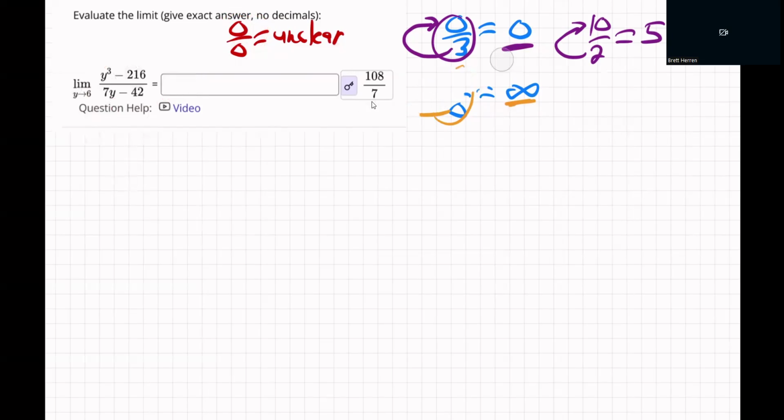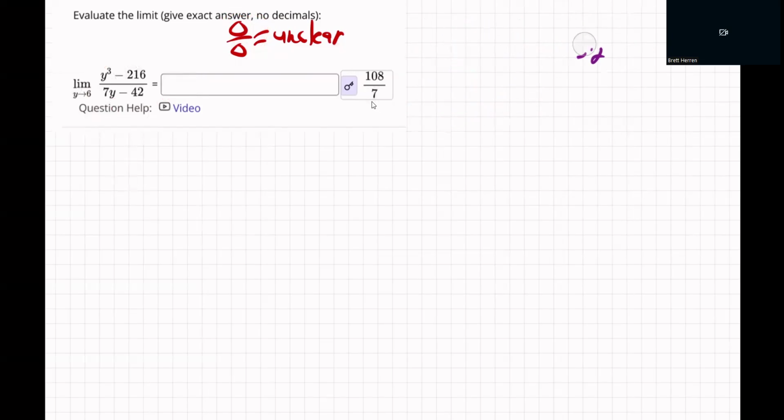Okay, so what are we going to try? Well, here's what I'm going to suggest you do first. Notice this denominator, you can take out a 7. Factor out a 7, and 7 times y, and then 7 times what? Well, it's 6. You can use your calculator if you're rusty. 7 times 6 will go back to 42. So I just factored the bottom.